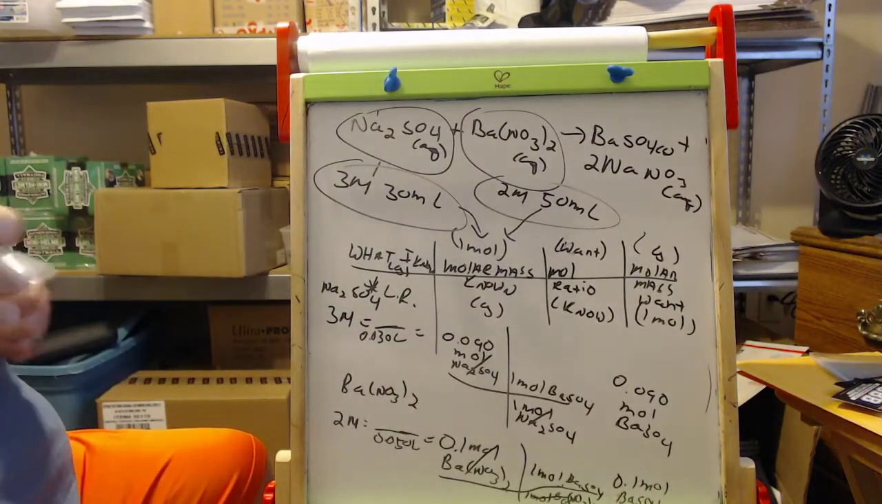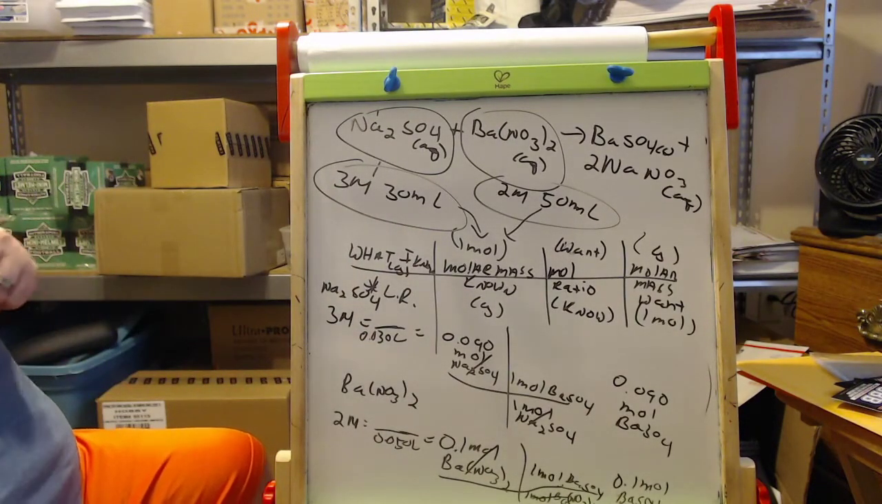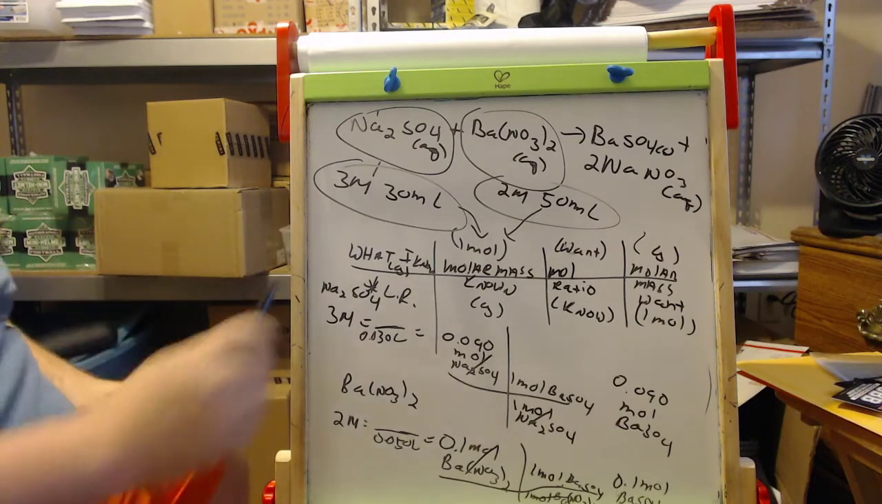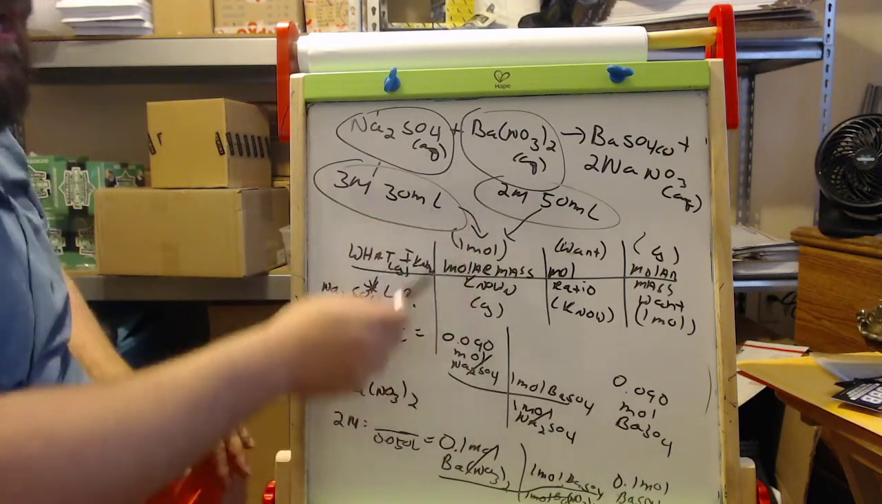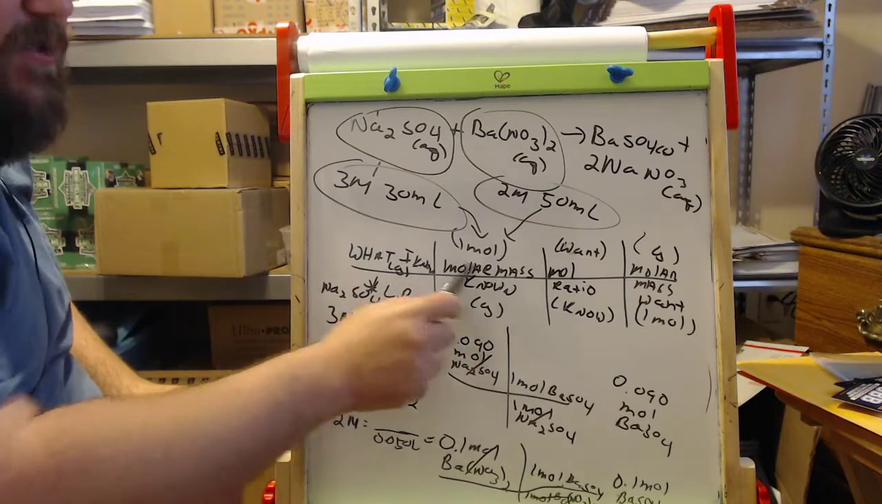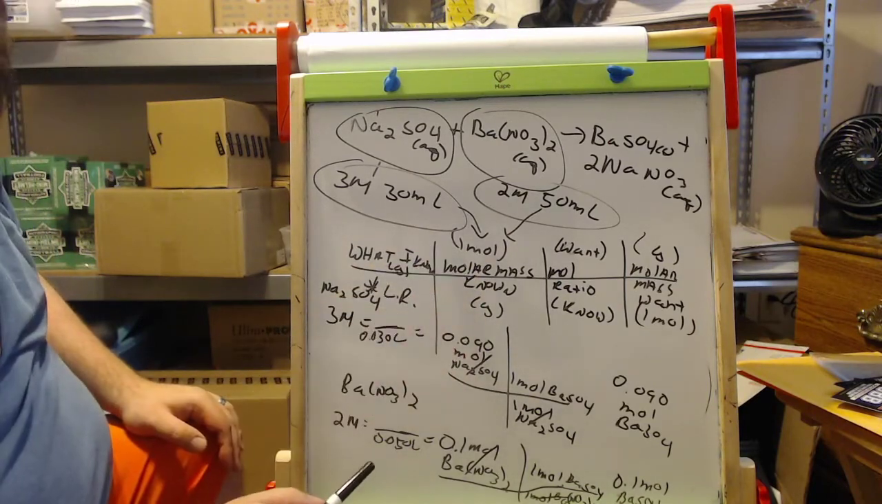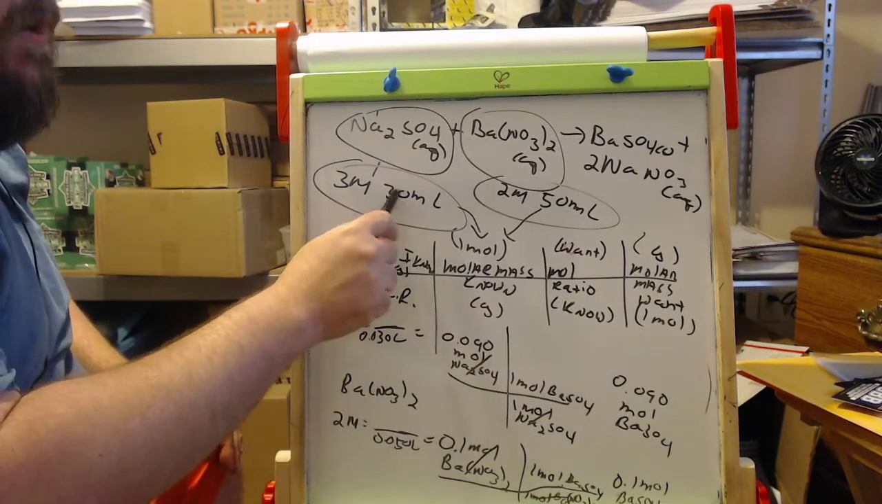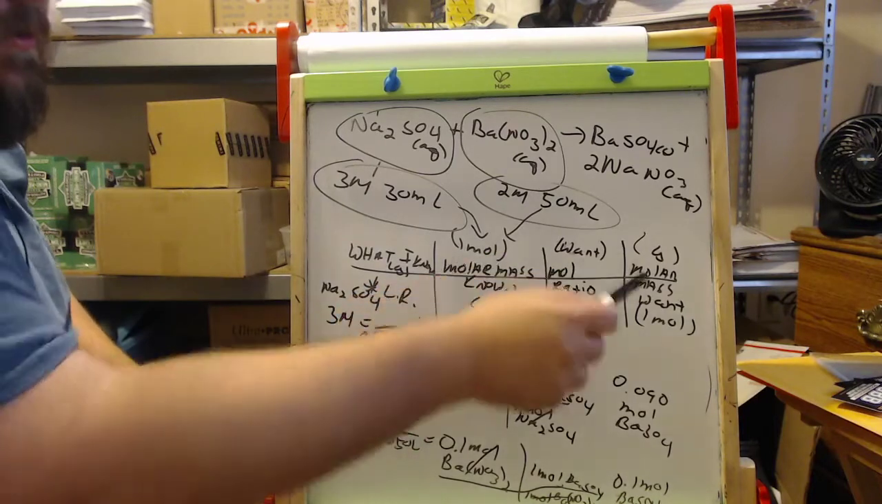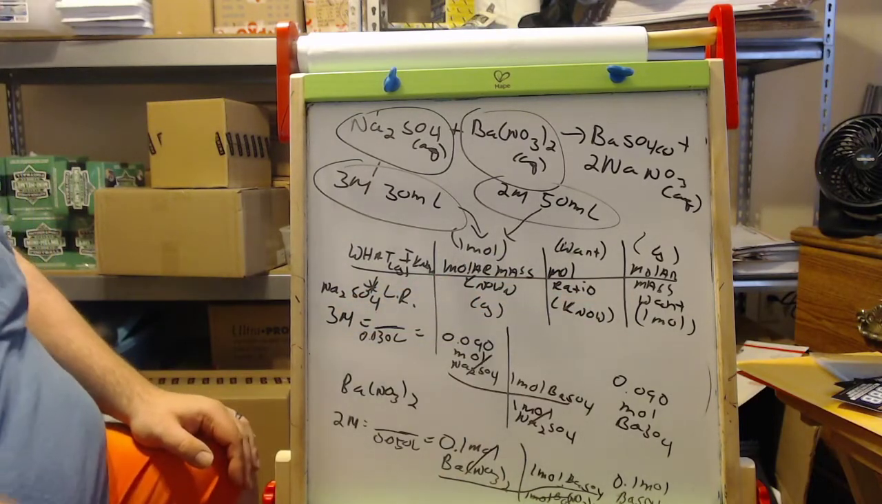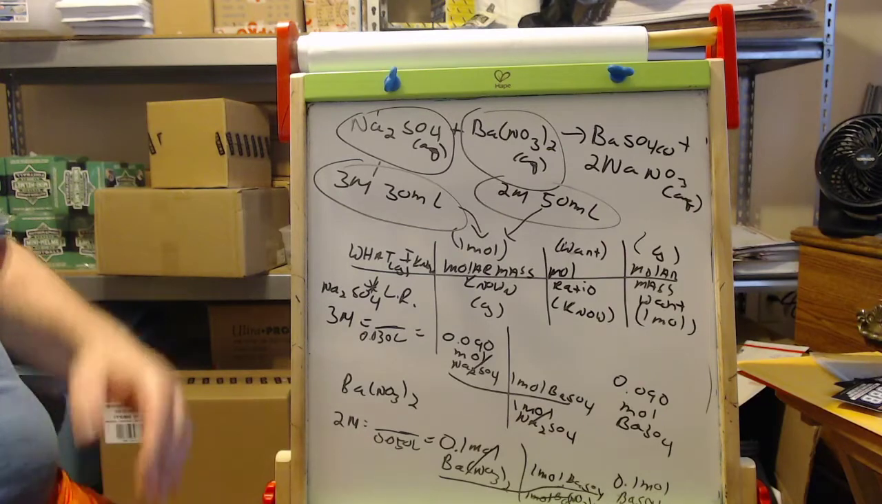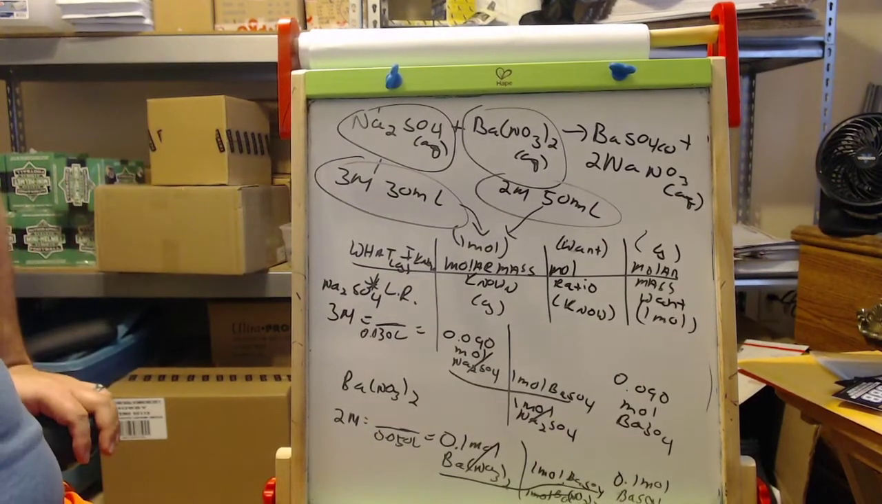So the concept is not new. It's just how do I get to the moles this time? In our last video, they gave us grams. We used the molar mass to get to the moles. This time I'm going to use molarity and volume to get to my moles, to figure out my mole ratio and limiting reagent.